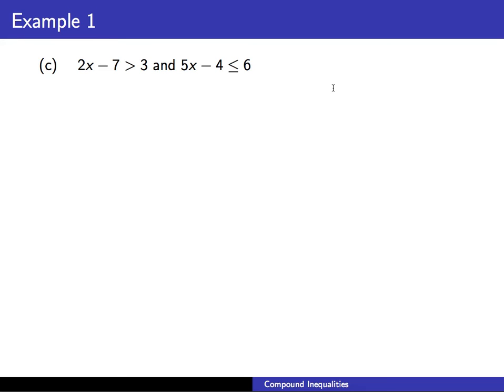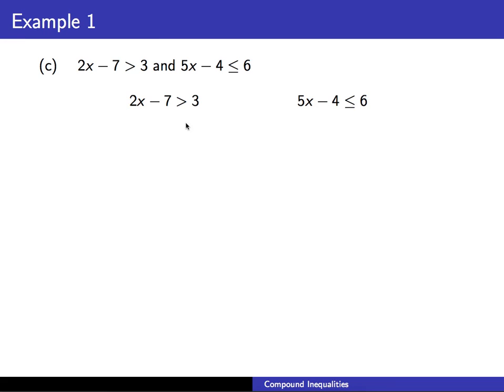All right, part C, we have 2x minus 7 greater than 3 and 5x minus 4 is less than or equal to 6. So here we're not combining them with the same inequality. Here we're using two separate inequalities. We have 2x minus 7 and a 5x minus 4. So if they're the same, then we can condense them. So we'll solve each one individually.